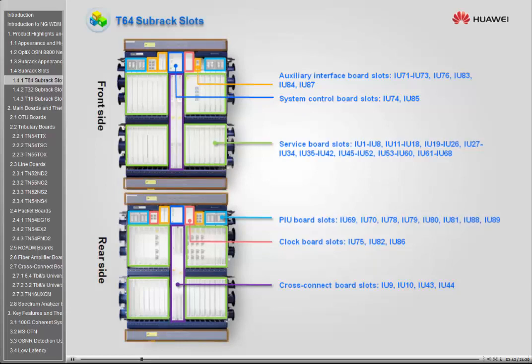On both sides of the subrack, a FAN board slot is present in each of the upper and lower positions to hold a fan tray assembly, which contains 3 independent fans.